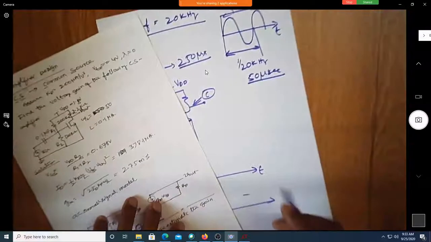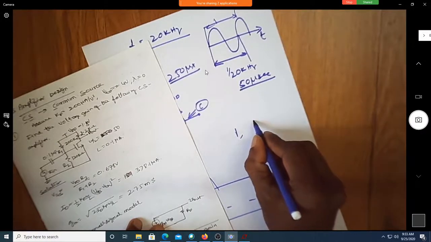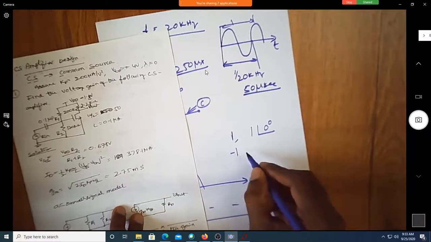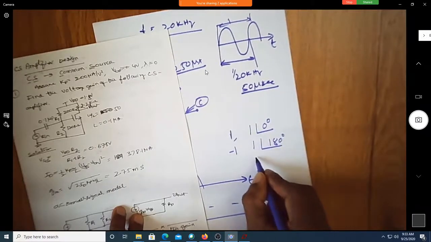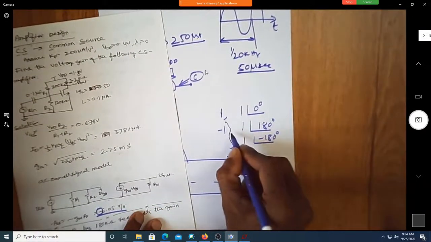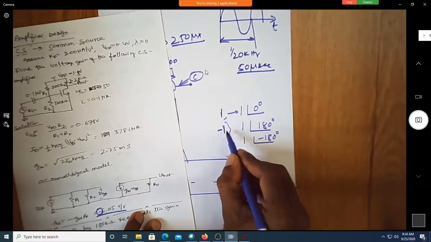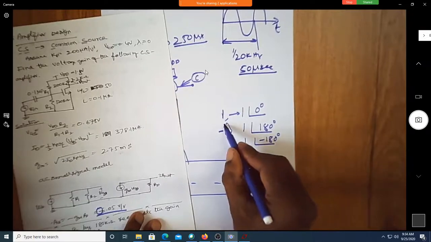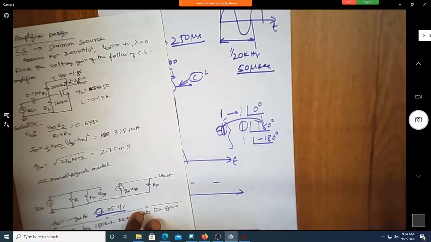So how do you usually write 1 in polar form? Shall I write it as 1 at an angle 0 degree? Yes, sir. How do I write minus 1? It is 1 at an angle 180 degree or 1 at an angle minus 180 degree. Am I correct? This is 1, which is 1 at an angle 0 degree in the polar representation. Minus 1 can be represented as 1 at an angle 180 degree or 1 at an angle minus 180 degree. You can see the magnitude remains 1. Because of this negative, it has a phase shift of 180 degree.